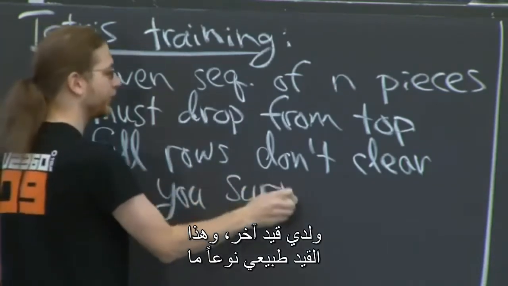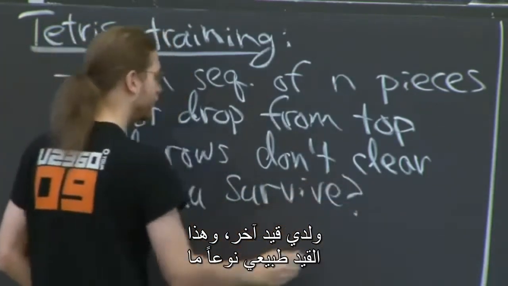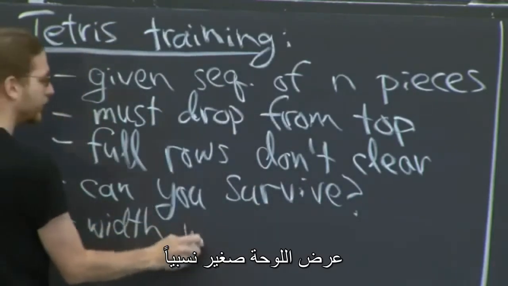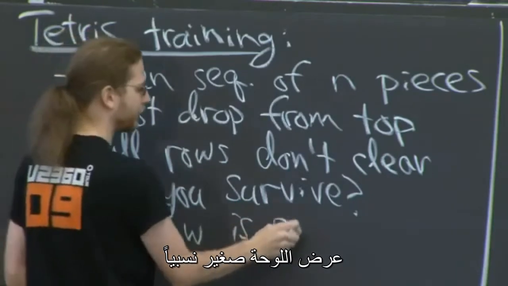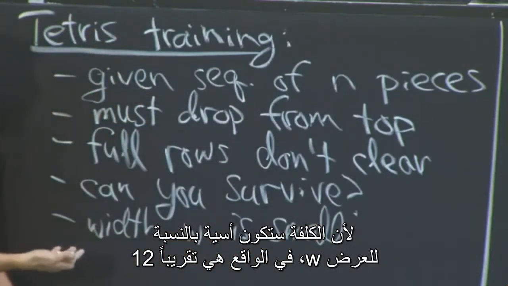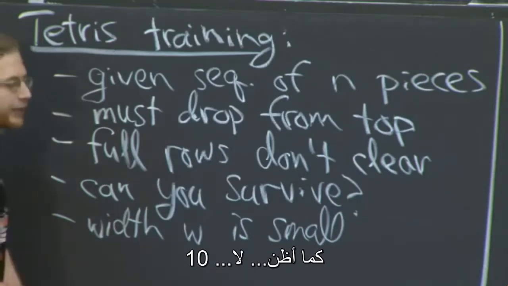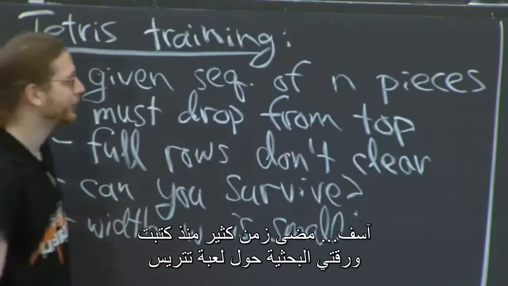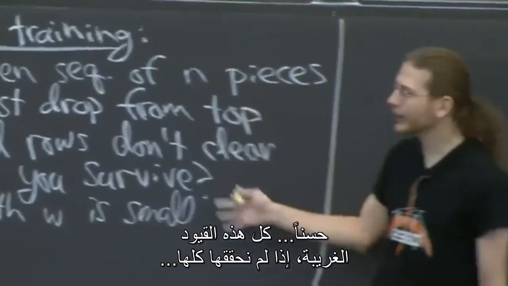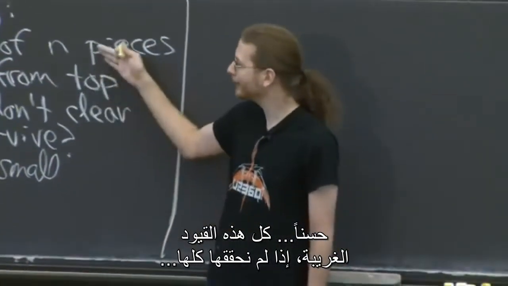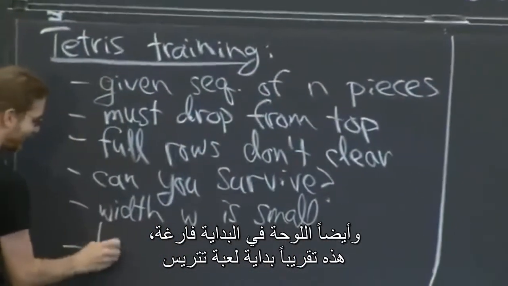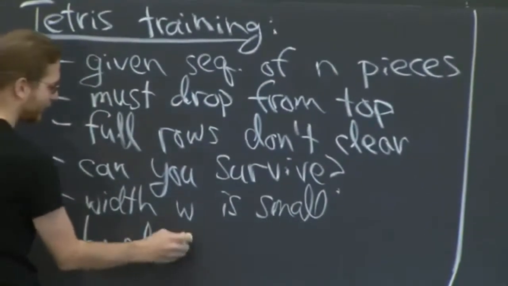I've got one other constraint. This is actually kind of natural. The width of the board is relatively small, because we're going to be exponential in W. In real life, it's 10, sorry, I thought 12. It's been a while since I wrote my Tetris paper. All right, these are all kind of weird constraints. Also, the board is initially empty. That's like level 1 of Tetris.